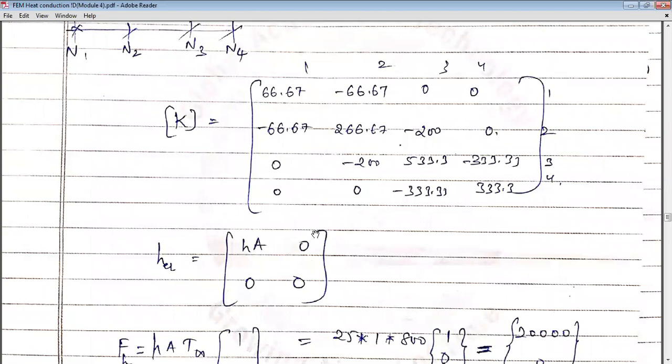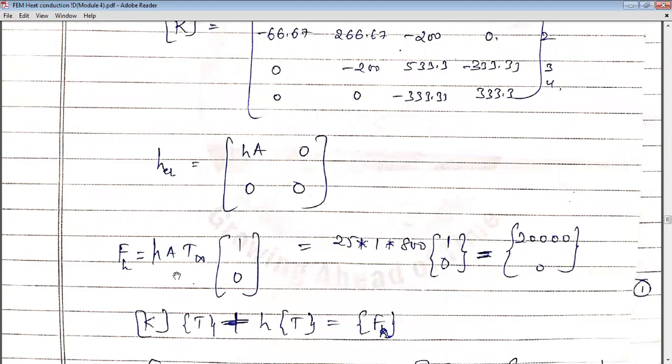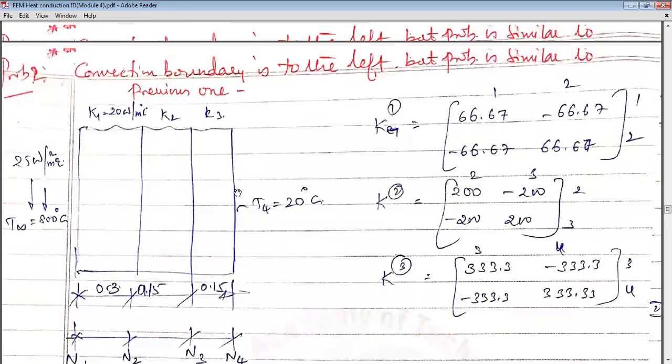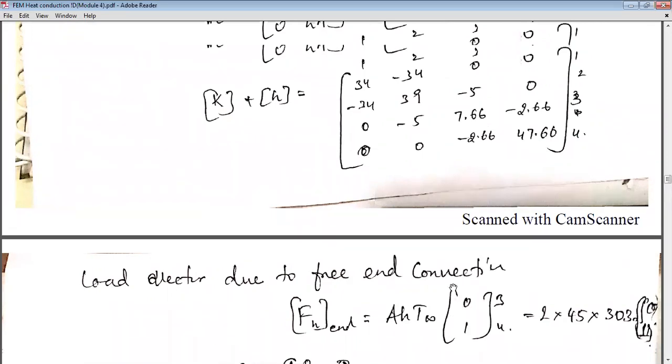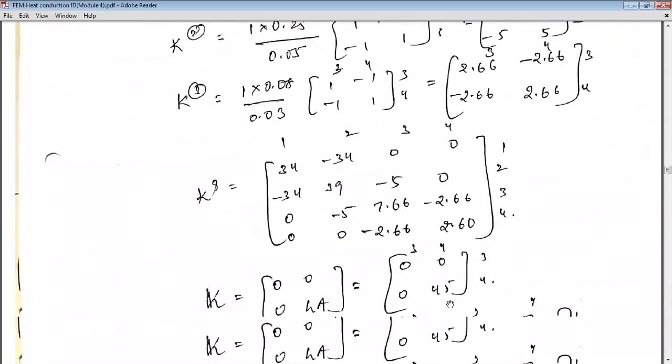So if you add it, then fine. Look at this convection coefficient. There is an equation change. It is not 0 0 0 HA, it is HA 0 0 0, because you can see to the left, what is the node number? 1 2. Again here the load vector is HA T infinity 1 0, not 0 1. That was there because it was to the right. Now it is to the left of element 1, so it has to be 1 0, and this also.